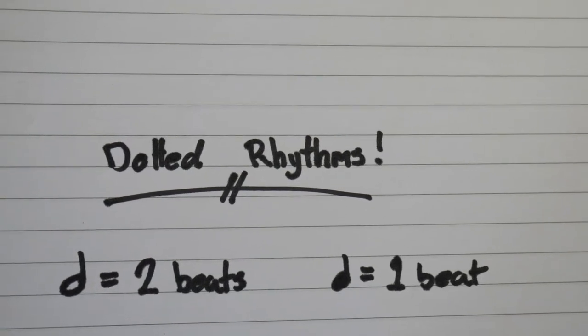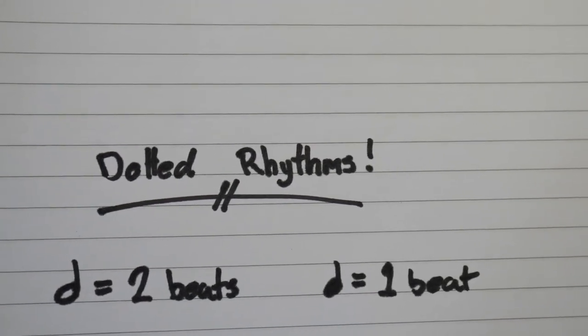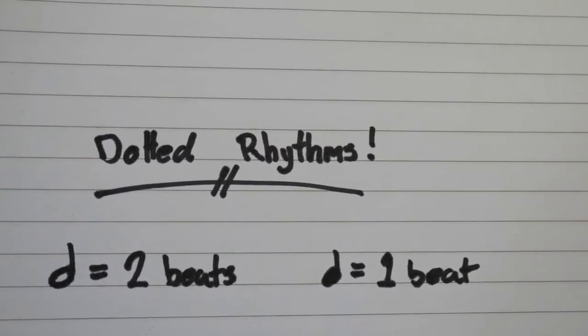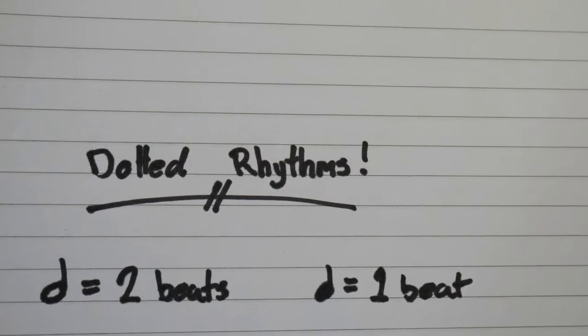Hey, today we're going to talk about dotted rhythms. They're actually pretty simple, really. Basically, what happens if you add a dot to a note is that it extends the value of that note by half of the original note.